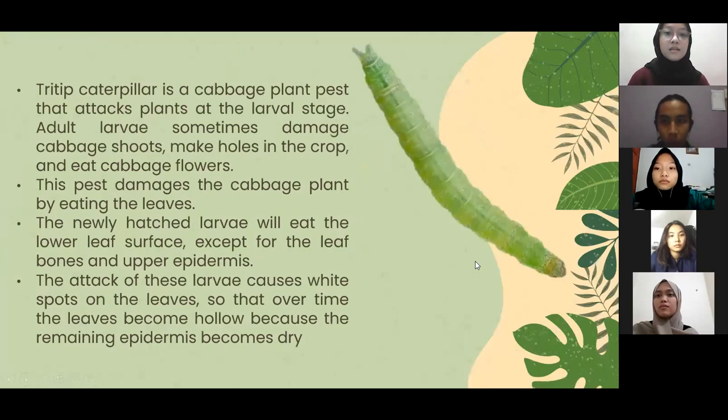Okay, this pest is a plant pest that attacks the plant at the larval stage. The adult larvae sometimes damage the cabbage root, make holes in the crop, and eat the cabbage flower. This pest damages the cabbage plant by eating the leaves. The newly hatched larvae will eat the lower leaf surface, except for the leaf bones and the upper epidermis. The attack of these larvae causes white spots on the leaf, so that over time the leaf becomes hollow because the remaining epidermis becomes dry.